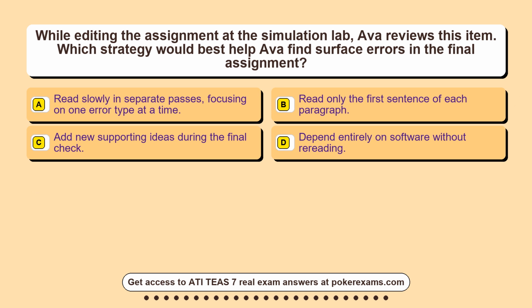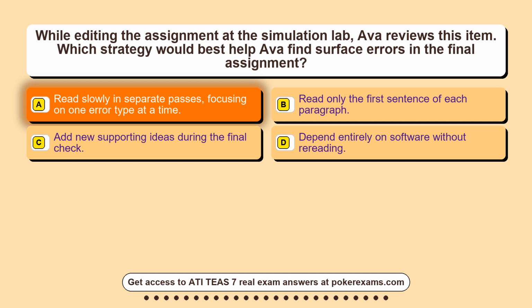Question 7. While editing the assignment at the simulation lab, Ava reviews this item. Which strategy would best help Ava find surface errors in the final assignment? Option A. Read slowly in separate passes, focusing on one error type at a time. Option B. Read only the first sentence of each paragraph. Option C. Add new supporting ideas during the final check. Option D. Depend entirely on software without rereading.